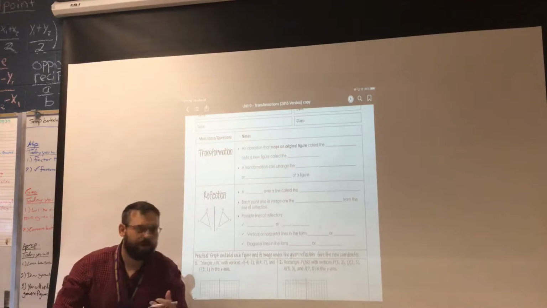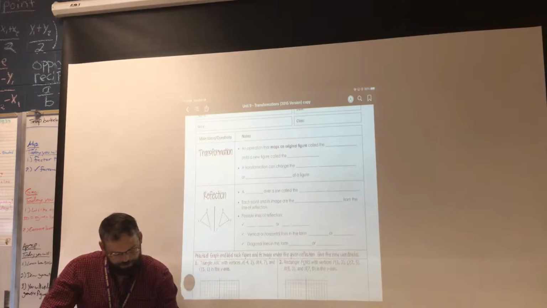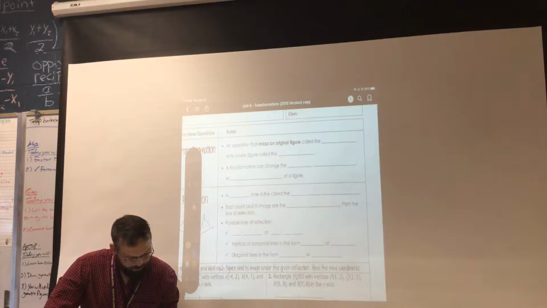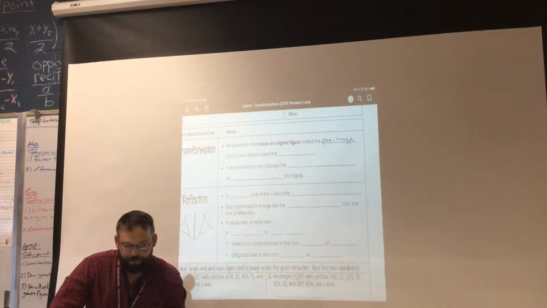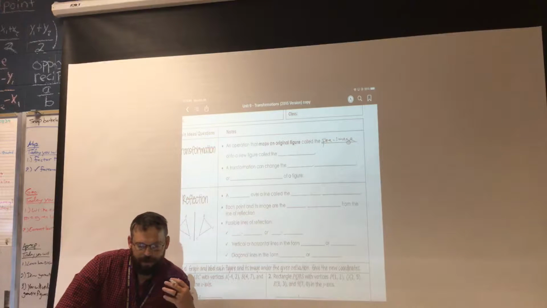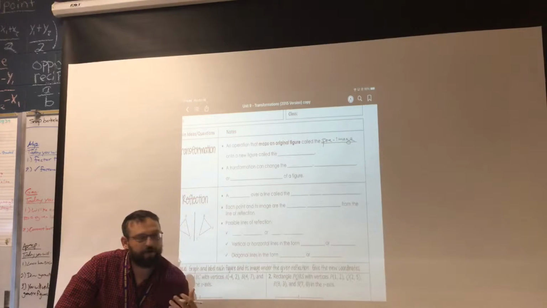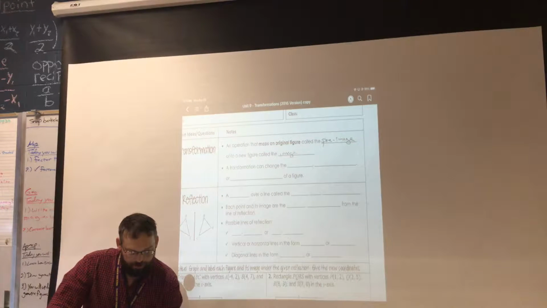So some things you need to write down first off: a transformation is an operation that maps an original figure, called the pre-image, onto a new figure called the image. The pre-image is the figure you have before you do anything to it. If you're talking in an algebraic sense, we're talking about the parent function, if you will.